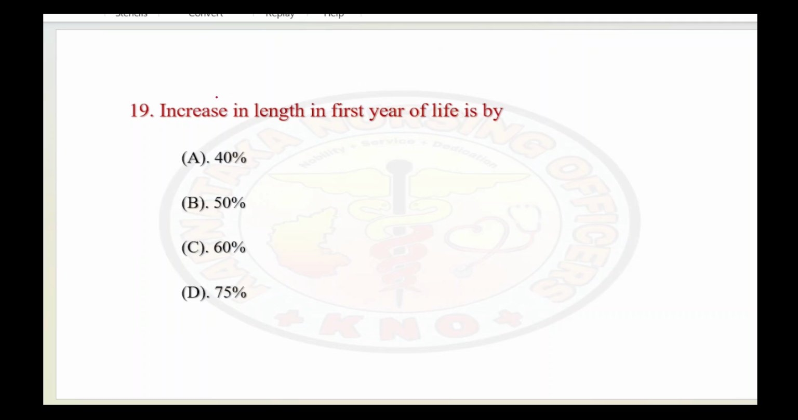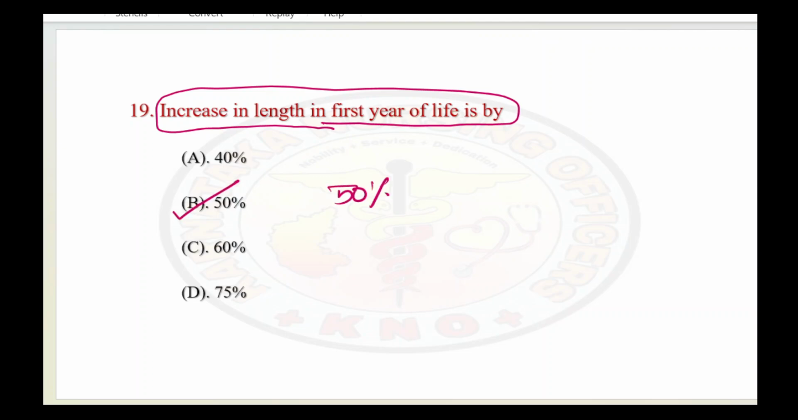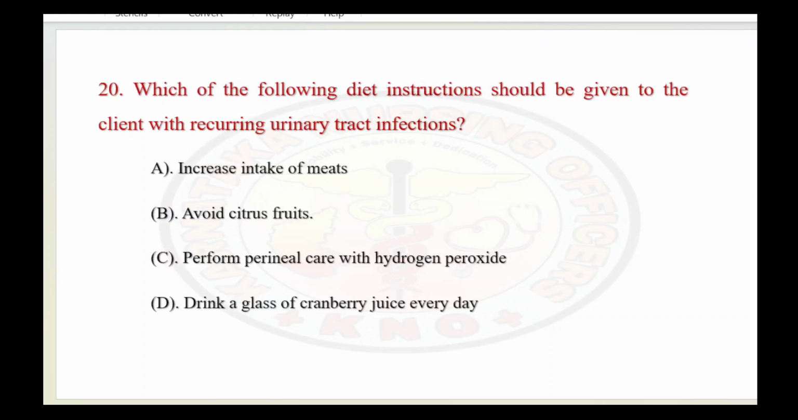So next question, increase in length in the first year of life. They are asking you only the percentage, so how much will the length increase by the first year of life? The answer is B, 50%. In detail, if you need to know about growth and development, kindly check out the videos regarding growth and development in KNO Academy. Otherwise, here it would be an elongated process to describe it in detail. Just know the increase in length in the first year of life. The percentage will definitely be 50%. So let's see the next question.